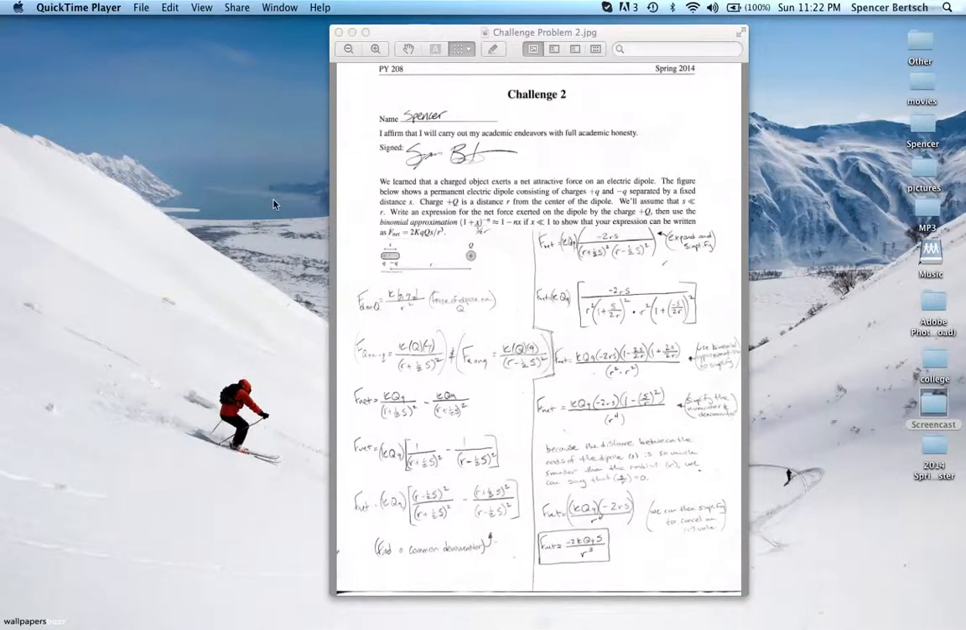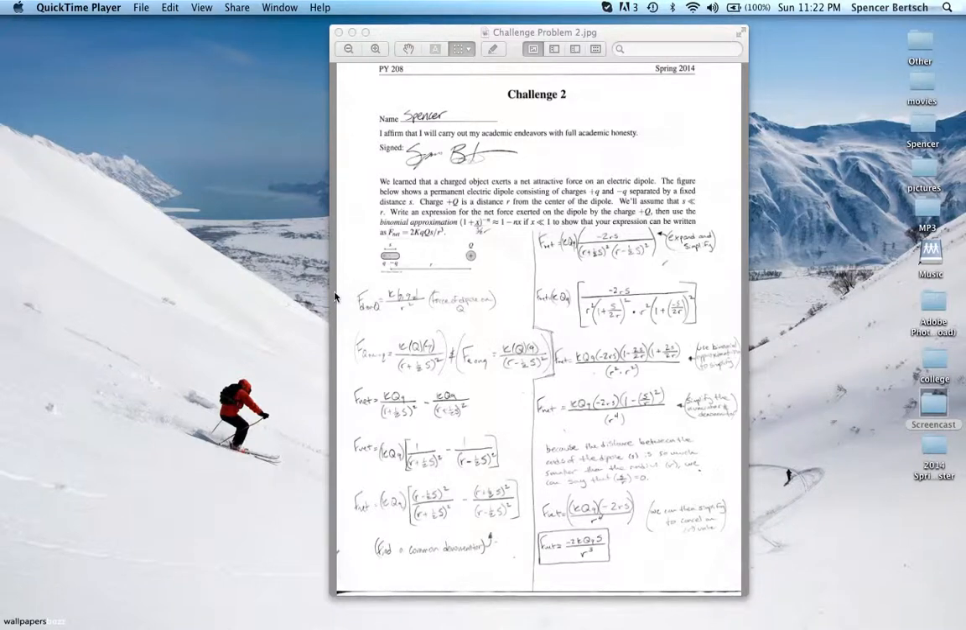Okay, so basically the first step is to use Coulomb's law. We learned about that last week, and we also learned about it in the book, and it's laid out right here as F of the dipole on Q is equal to K Q1 Q2 over R squared. So that is your starting point in this problem.